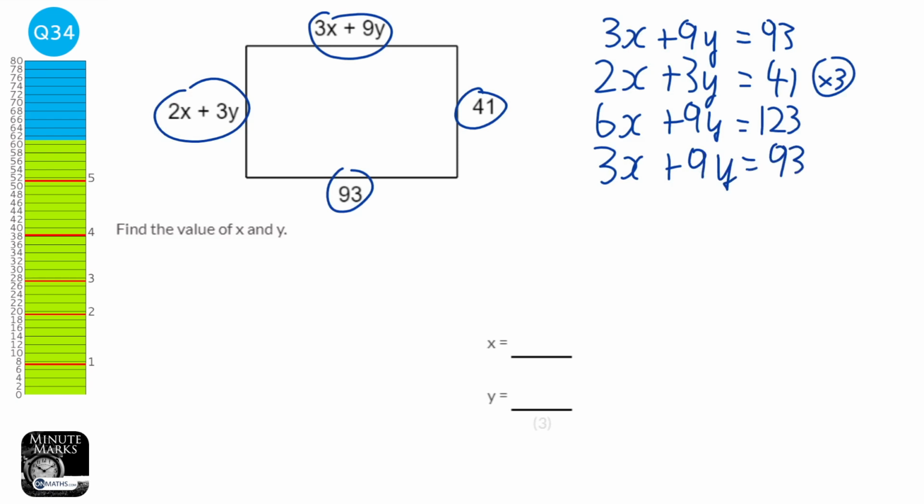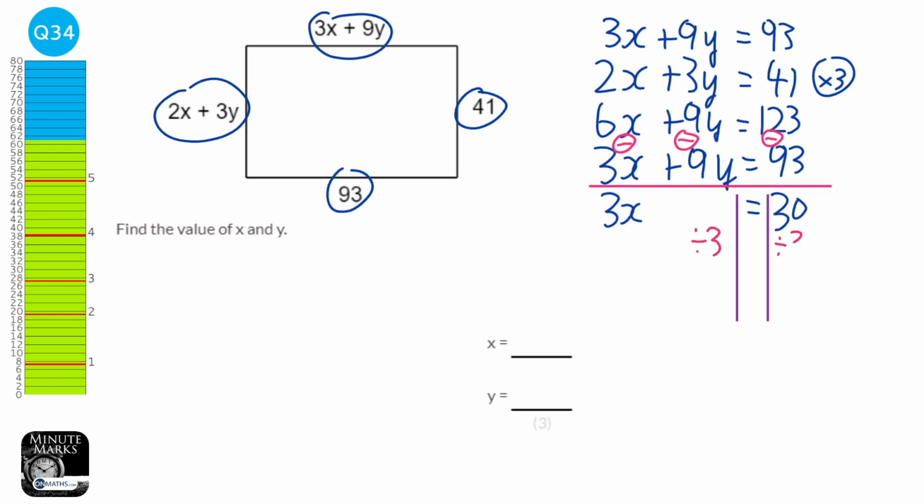Now looking at the signs, they are the same, and the S in same is the S in subtract. So we're going to subtract going downwards. So 6x take away 3x is 3x. 9y take away 9y is nothing, which is good. That's what we need. And then 123 take away 93 is 30. We're going to get our solving lines in, and we're just going to divide by 3 both sides. So we've got x equals 10.